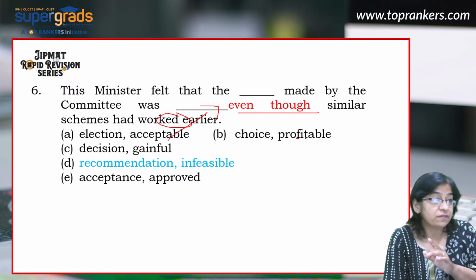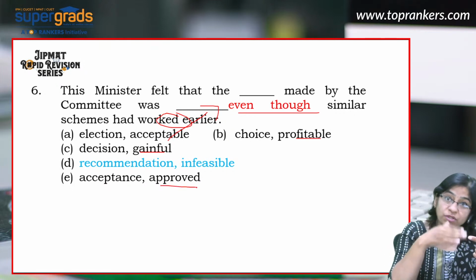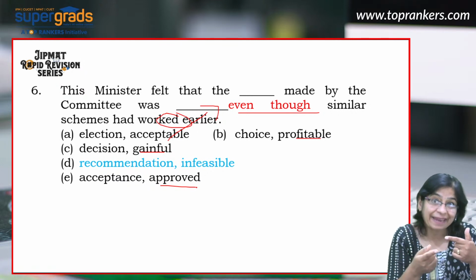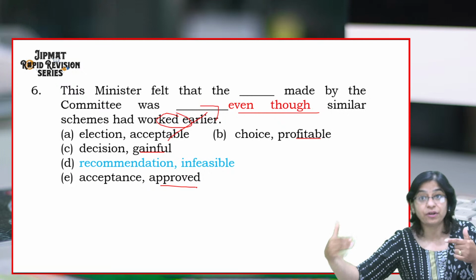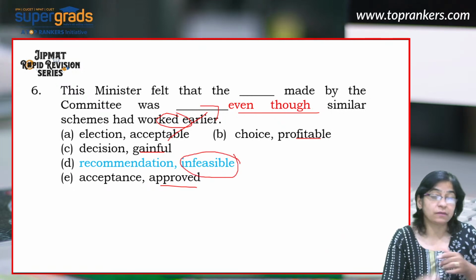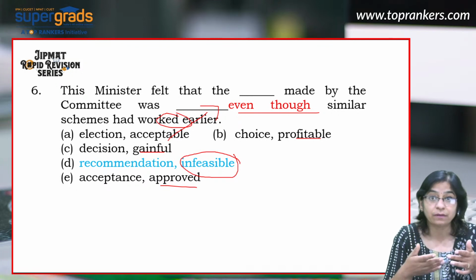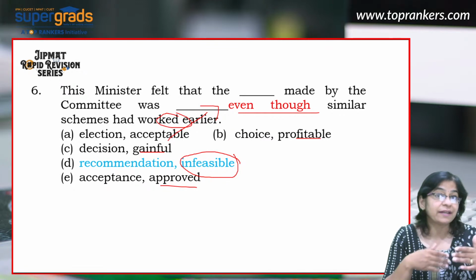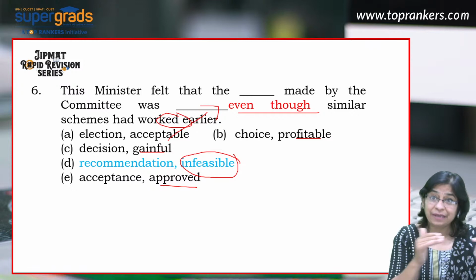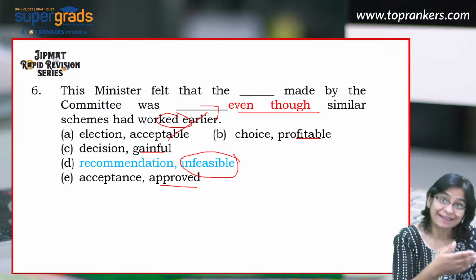So profitable, gainful, approved, they are all positive words. But what we need here is something that negates the second half, that shows contrast with the second half. And that word is infeasible. Feasible is something that works, something that is workable. Infeasible is something that is not workable. So you know how easy it is to eliminate the wrong answer choices. And some words won't fit grammatically also.